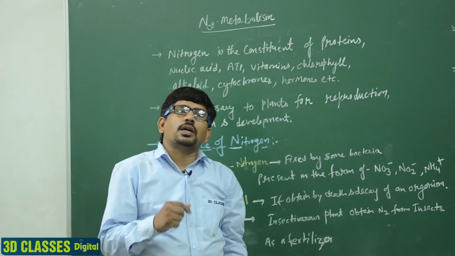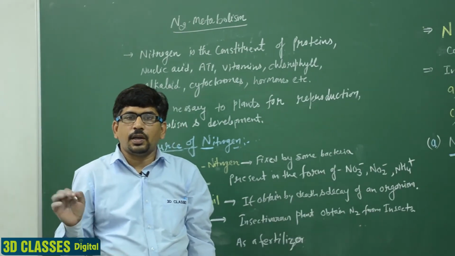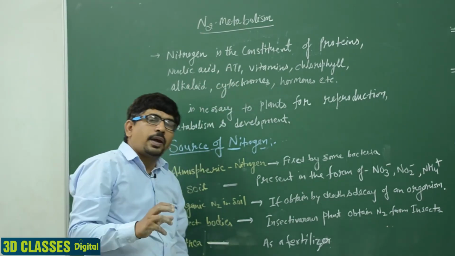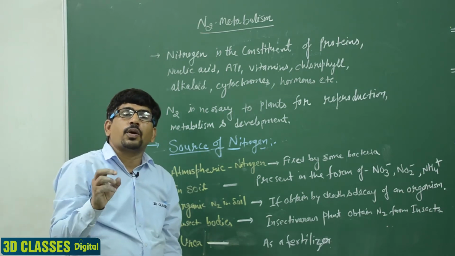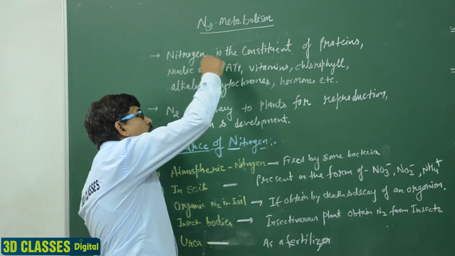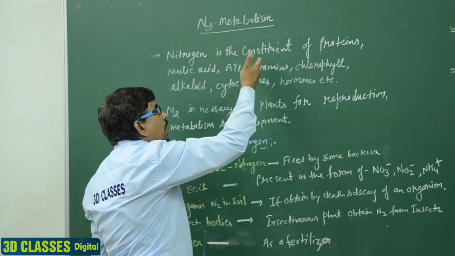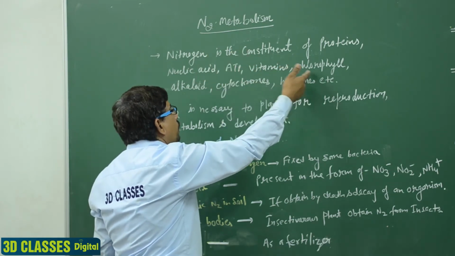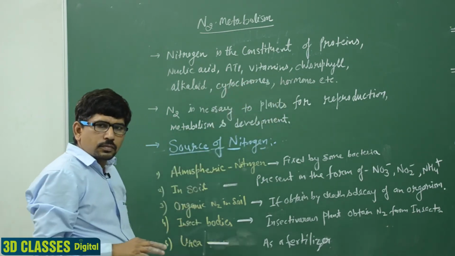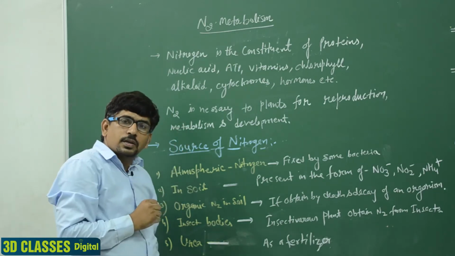We had discussed earlier the components of the protoplasm, CHONPKS. So nitrogen is a very important element that is present in all types of organic matter inside the body. For example, it is the main component of protein, nucleic acids, DNA, RNA both, ATP, the energy currency, vitamins, chlorophylls, alkaloids, cytochrome, hormone, etc. So these are the basic components of these types of organic matter.